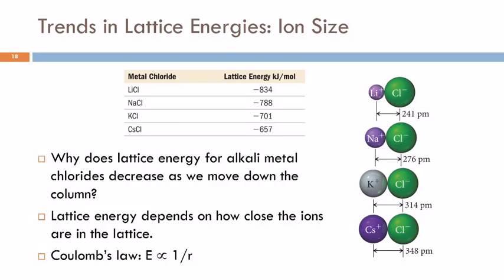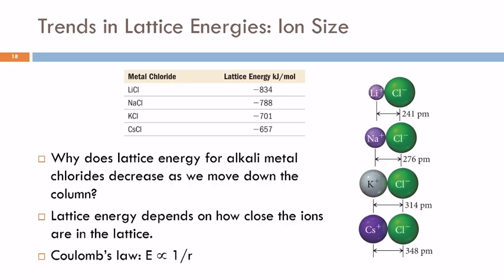There are some trends in lattice energies. Ionic size has an effect on the lattice energy. If we look at these chloride compounds, lithium chloride, sodium chloride, potassium chloride, cesium chloride, these are the lattice energies. These elements, the cations here, are all group 1A alkali metals. So we're comparing similar metals. What we see here is that as we go down the column in the periodic table from lithium to cesium, the lattice energy becomes less negative. So cesium chloride releases less energy when it forms than lithium chloride.